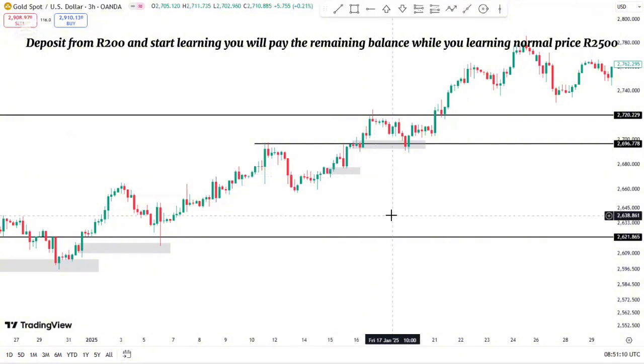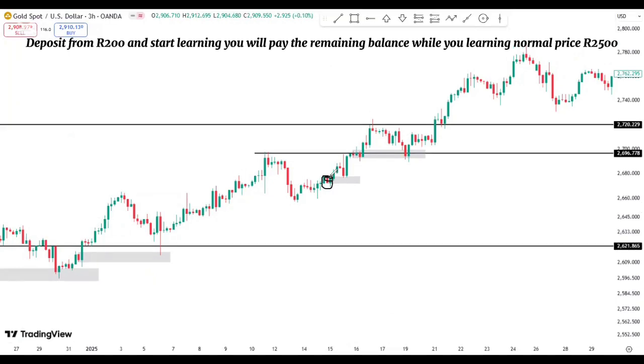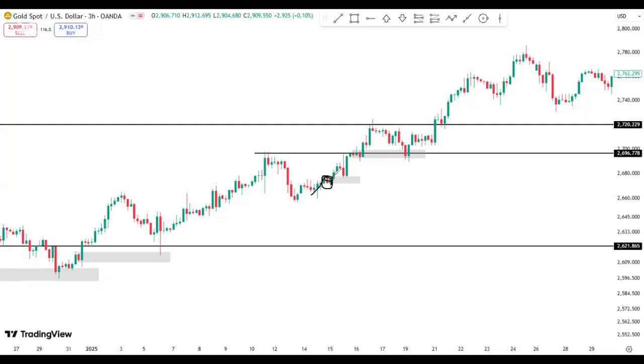Now, let me just make a challenge here. If you want to find yourself becoming profitable, this is what you must do. Here is your base, right? Here is your base. This is your base. You identify the rally, the base and the rally. What do you do from there? You wait for the market to come back and test what? The base. That's when you're going to step in and buy.